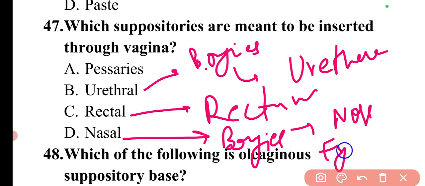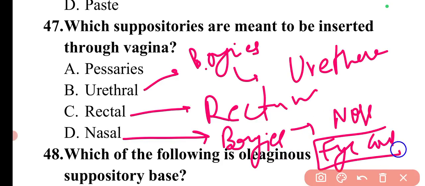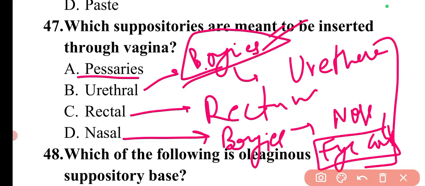Then there are eye cones. These are inserted through the eyes. So these are the different main types of suppositories, and mostly the pessaries will be asked because it is a different name. Another name that is asked is bogies. So urethral bogies are also there, nasal bogies are also there. So you can remember both of these.